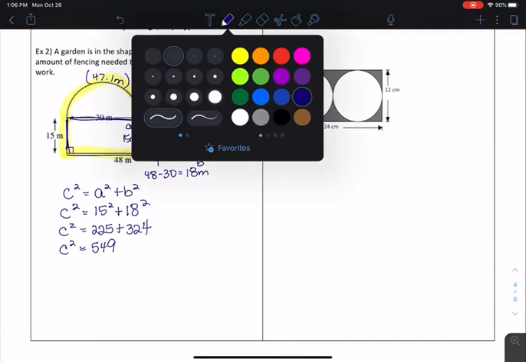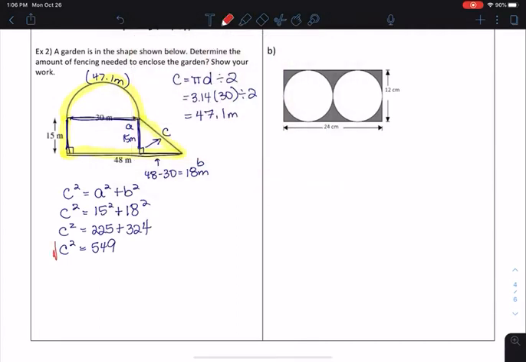And then remember, you're not done yet. You need to find the square root of both sides. When I square root c squared, I get c. And when I square root 549, I get approximately 23.43. I'm going to take that measurement and write it on my diagram too. 23.43 is that side length. And now I have all my sides.